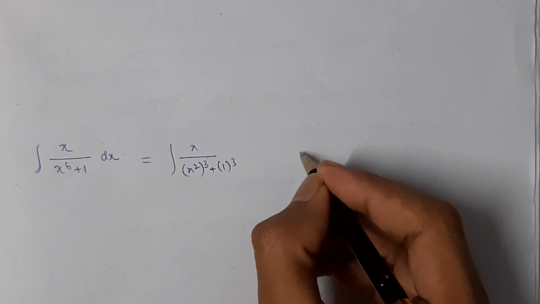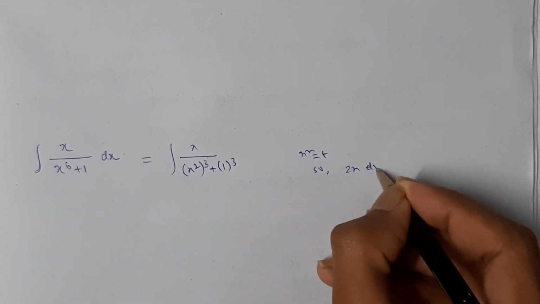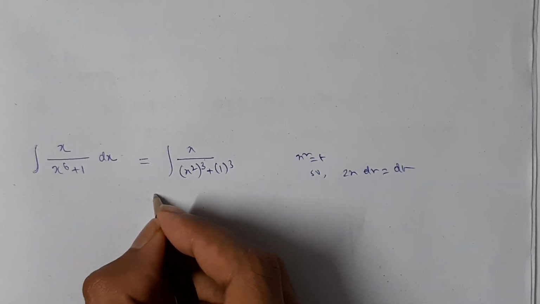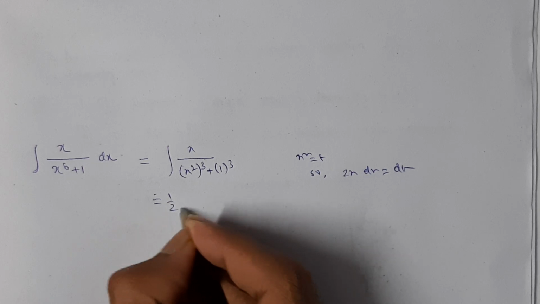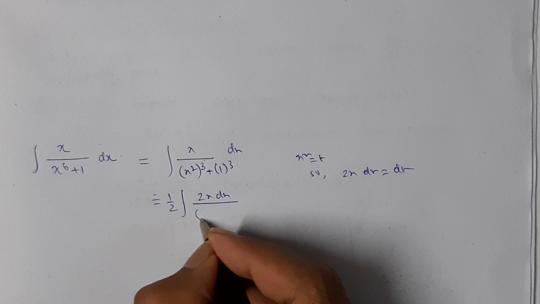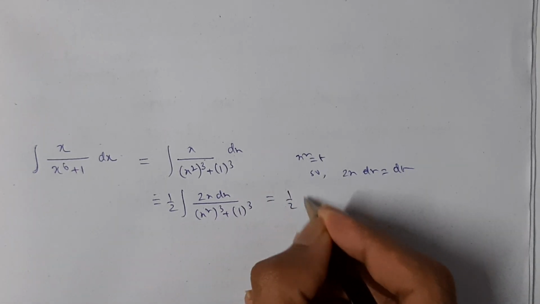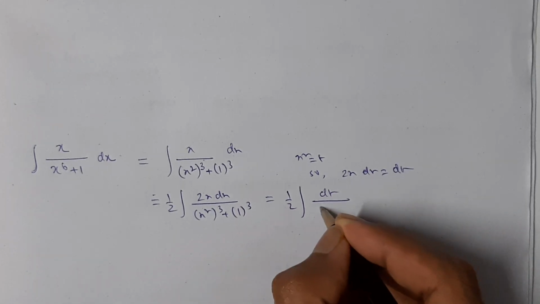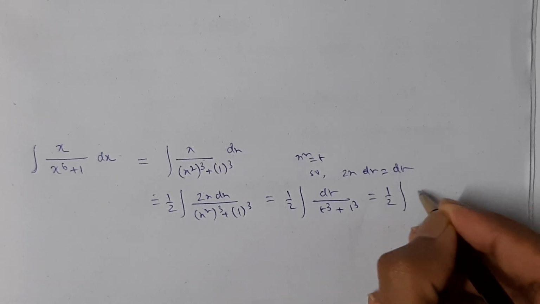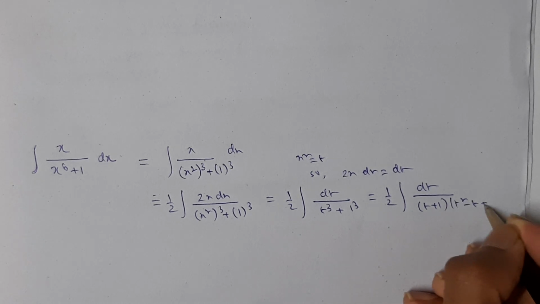Now we substitute x square is equal to t. So 2x dx is equal to dt. Okay, so it becomes half dt over t cubed plus 1, half dt over (t plus 1)(t square minus t plus 1).